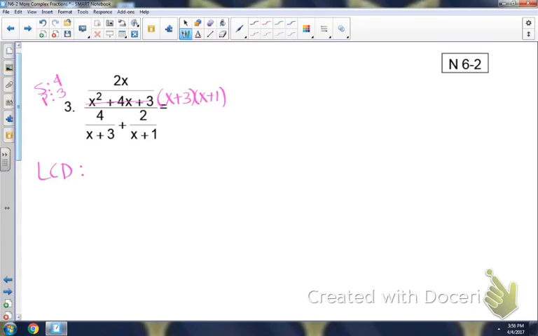So I'll bring everything down from the first denominator. Looking at the bottom, we have an x plus 3 in the denominator, but notice we already have one, and then we have an x plus 1, we already have one of those. So the LCD is x plus 3 times x plus 1.